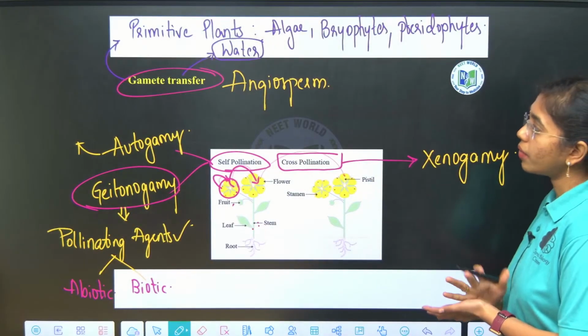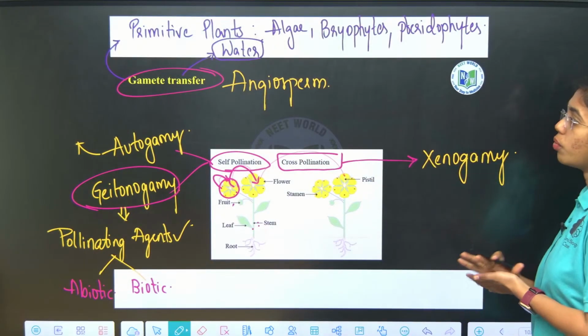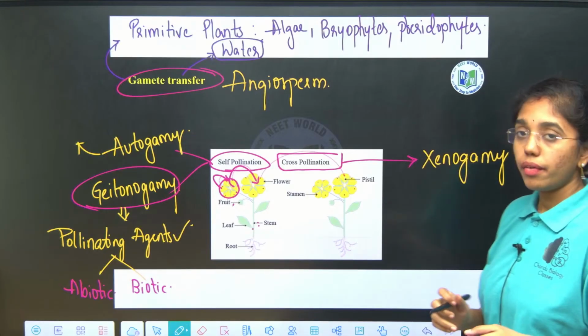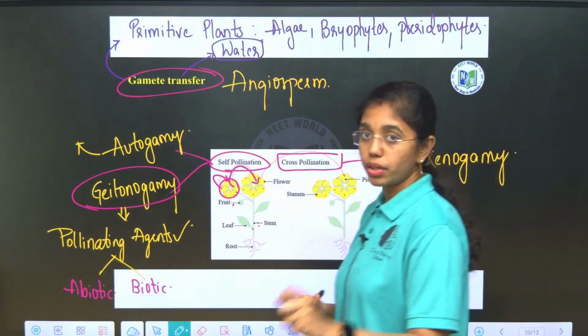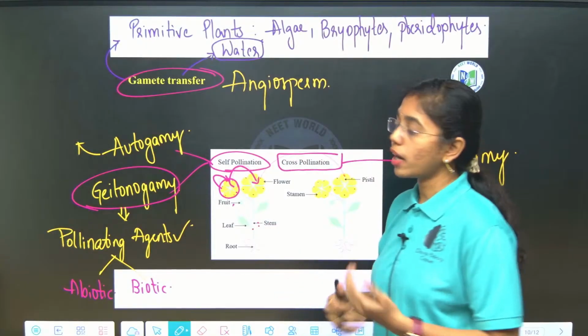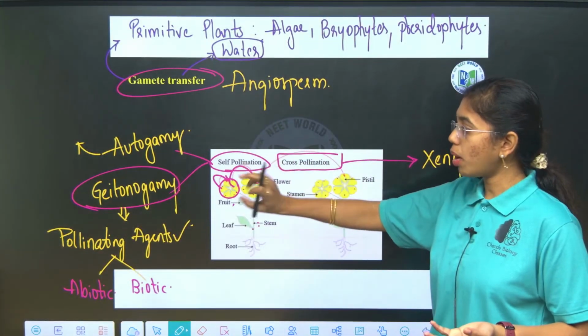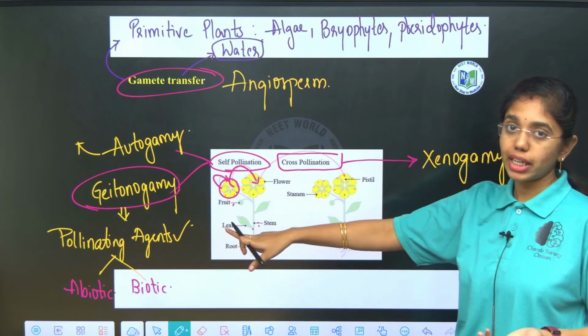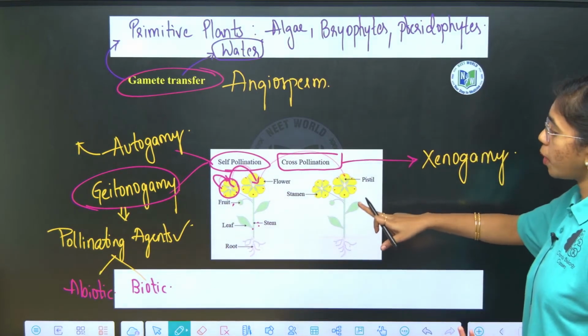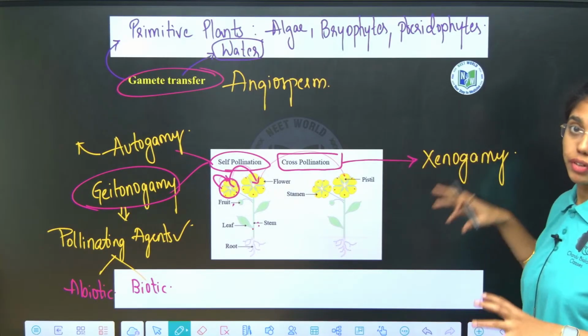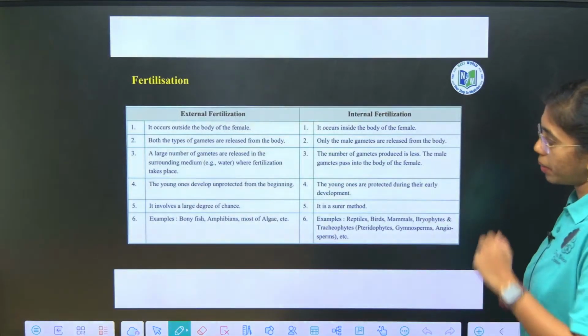So, for gamete transfer in primitive organisms, water is the mode through which the gametes are transferred, and in advanced plants like angiosperms, how are they transferred? If it is self-pollination, only in geitonogamy are pollinating agents required. If it is cross-pollination also, pollinating agents are definitely required. This is about gamete transfer.